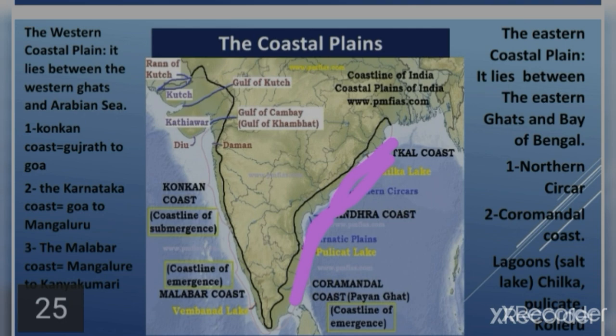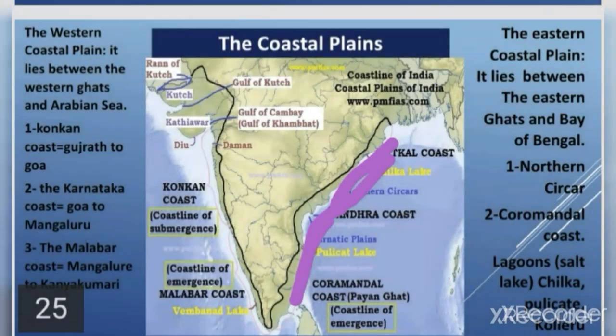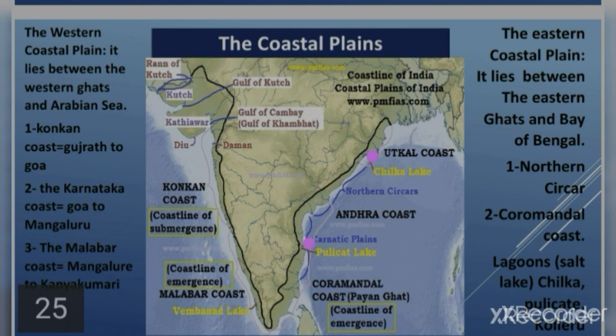And there are so many lakes here. Salt lakes: Chilka Lake, Pulicat Lake and Kolleru. These are the salt lakes. Salt lakes means lagoons. Which salt lakes are found in the eastern coastal plains? Chilka Lake, Pulicat Lake and Kolleru. These are the differences between the eastern and western coastal plains.